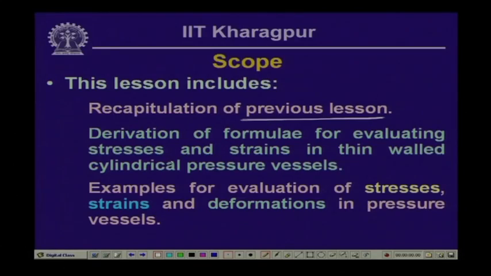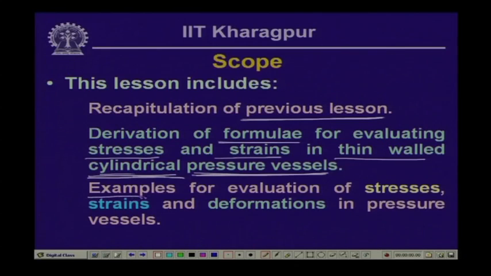Also, we are going to derive the formulae for evaluating stresses and strains in thin walled cylindrical pressure vessels. In this lesson, we will concentrate on the cylindrical type of pressure vessels, and subsequently we will look into different categories of pressure vessels, and a few examples for evaluation of stresses, strains and deformations in such pressure vessels. So, these are the two main aspects that we will do in this lesson.